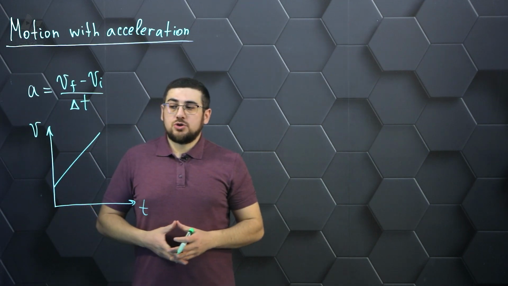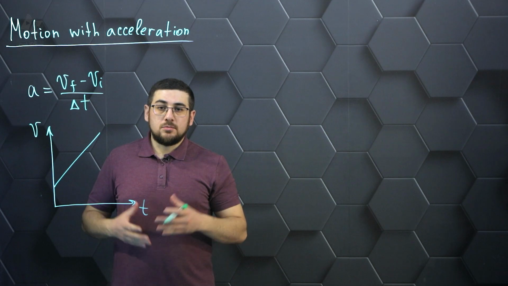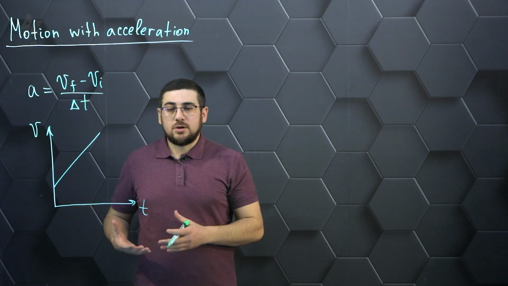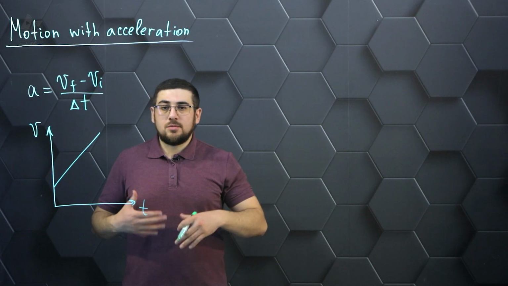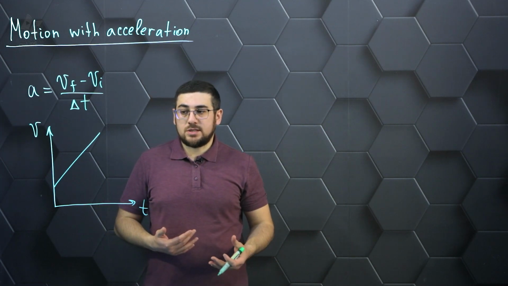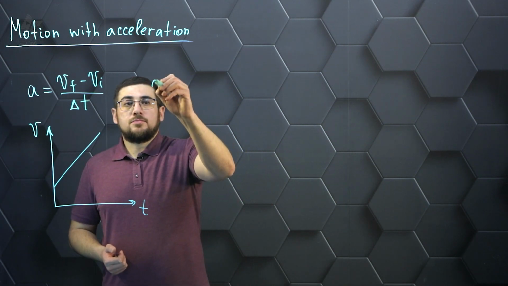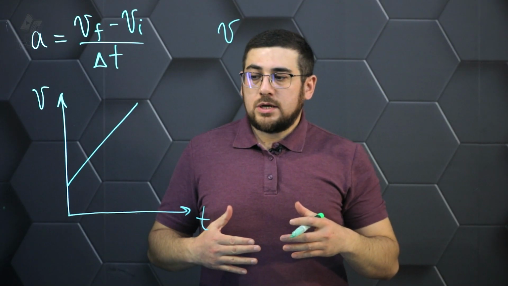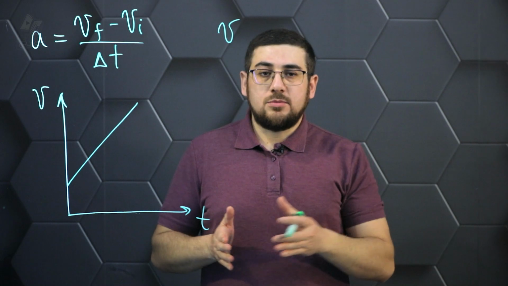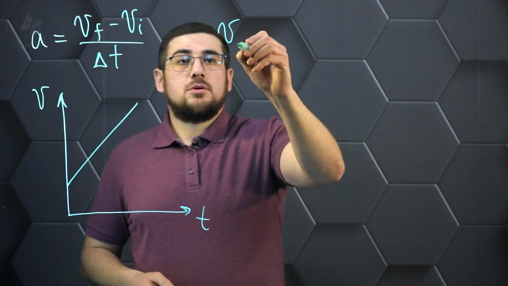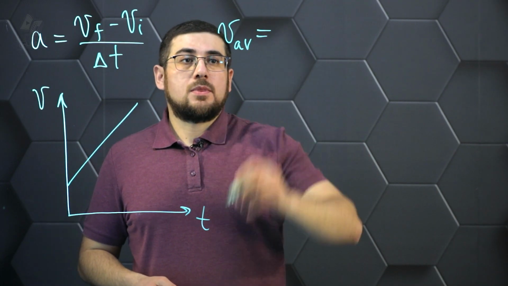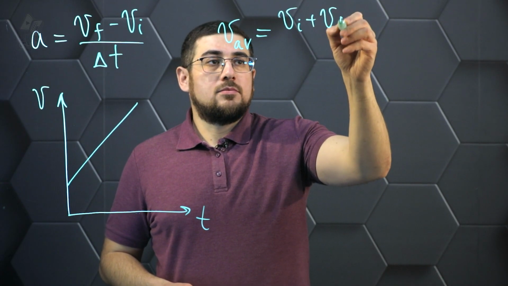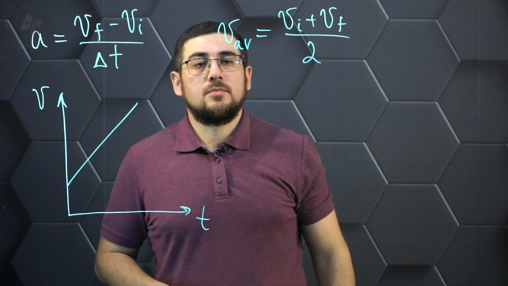What information can we gather from this graph? First and foremost, in our previous lesson, we learned about average velocity. This concept allows us to exchange motion with variable velocity for motion with constant velocity. The average velocity is determined by calculating the arithmetic mean of two velocities, the initial and final velocity.